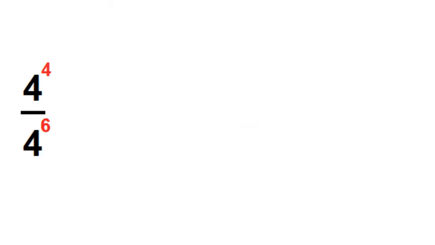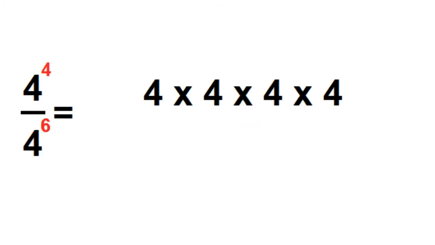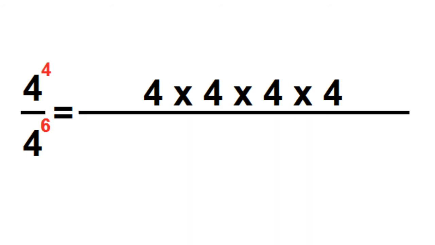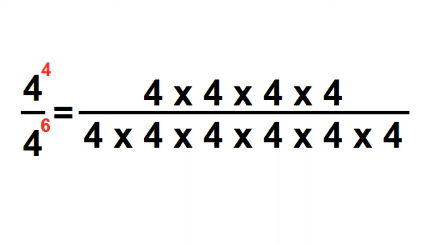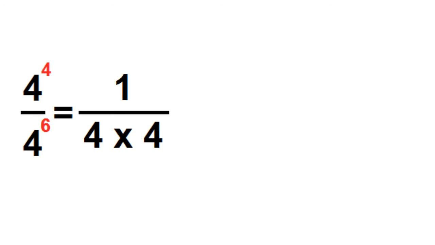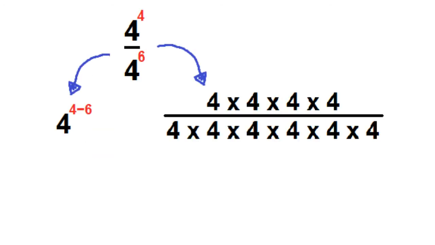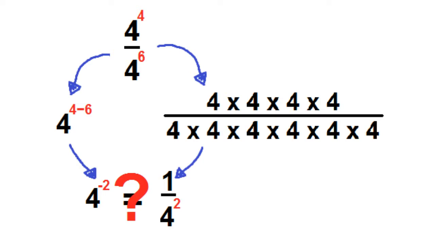But if you want to see how it works, we can expand it to show 4 times 4 times 4 times 4 over 4 times 4 times 4 times 4 times 4 times 4. By cancelling out all the pairs of 4s that are in the numerator and the denominator, we would get 1 over 4 times 4, or 1 over 4 squared. Can you see how 4 to the power of negative 2 is equal to 1 over 4 squared? Like, if you didn't understand negative exponents, this would confuse the hell out of you, I think.